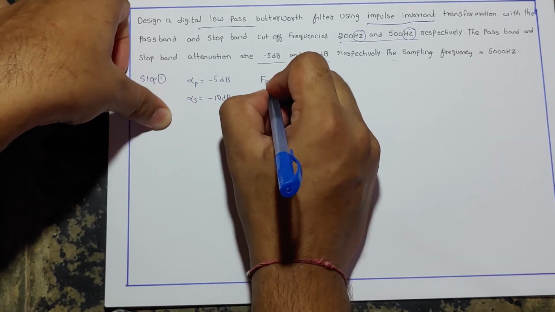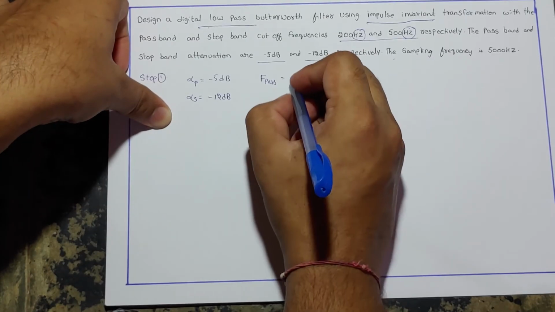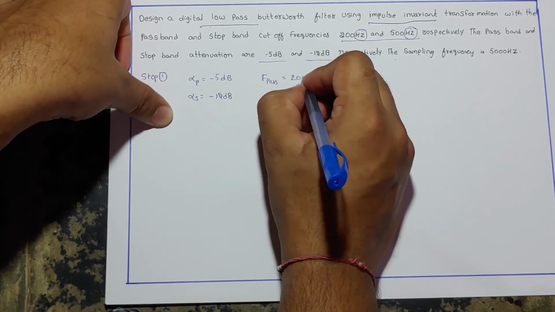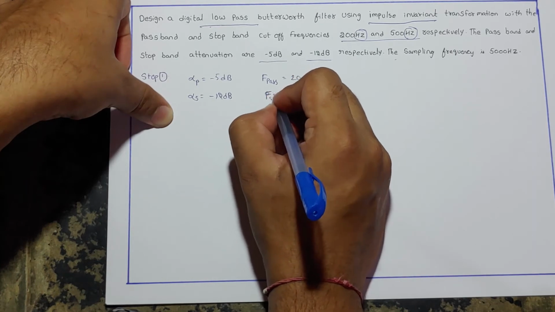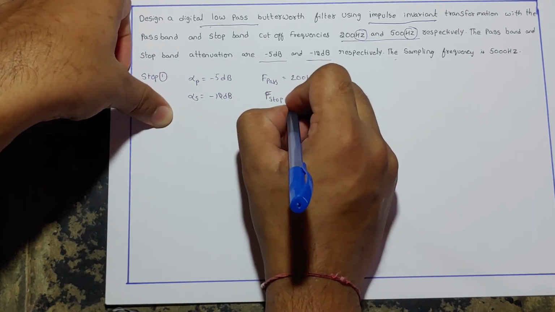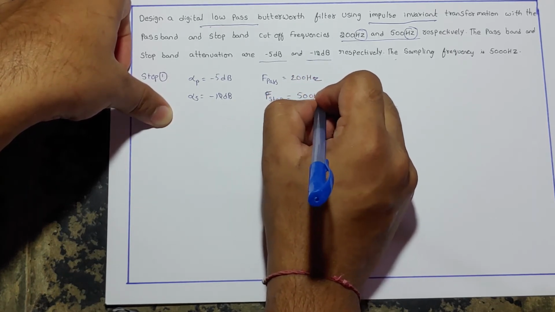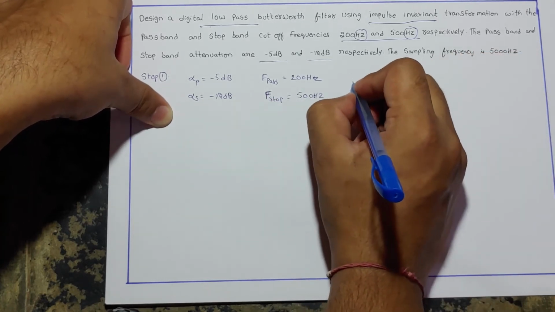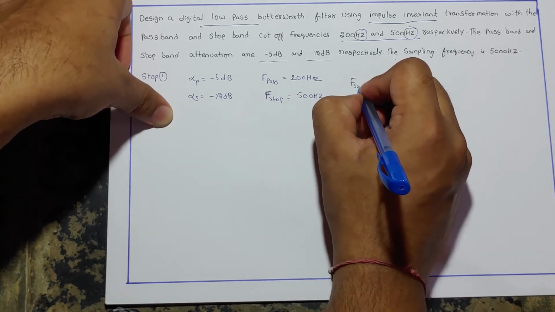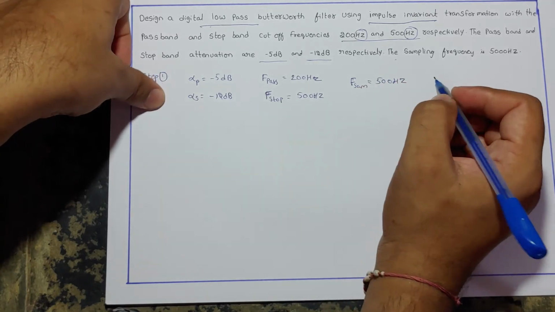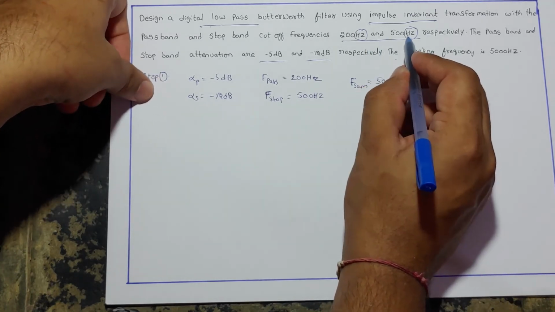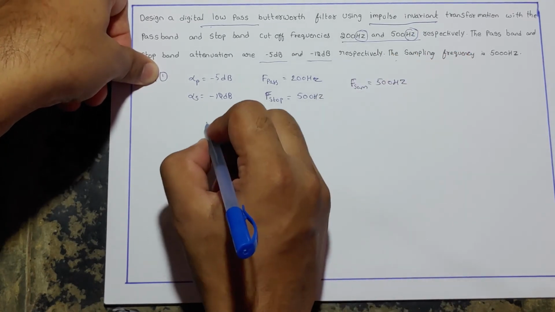The pass band frequency, which is given in hertz, is 200 hertz, and the stop band frequency is equal to 500 hertz, and it is given that the sampling frequency f sampling is equal to 500 hertz. As we know that we have to maintain them in radians per second, let us convert them.